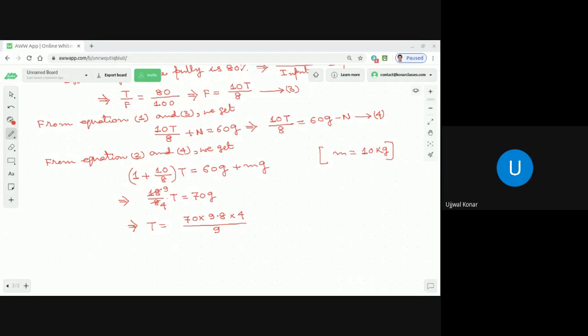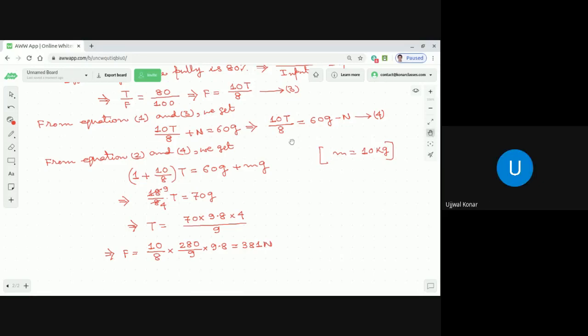So from here you find the value of tension, and as you find the value of tension, what is the value of F from equation 3? It is 10 by 8 into T. So it is 10 by 8 into 280 by 9 into 9.8. You don't need to waste time in calculating all this. If you find it out, you will get 381 Newton. Dear students, you said something different, right?